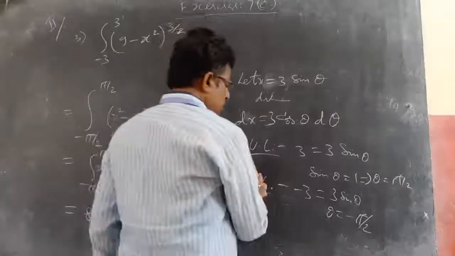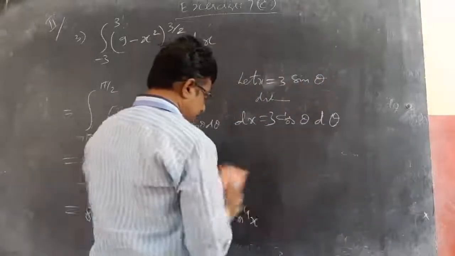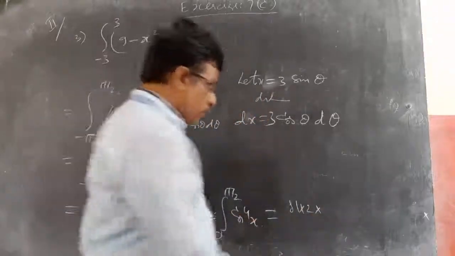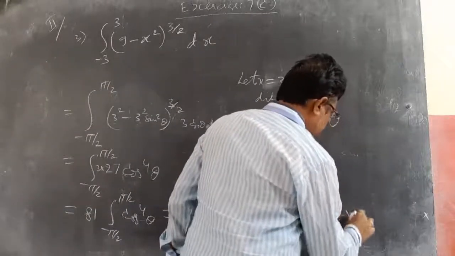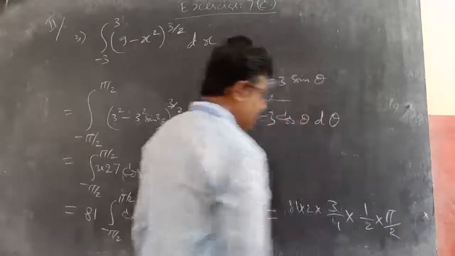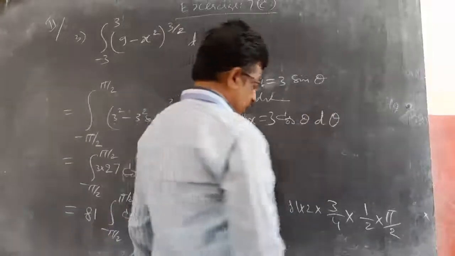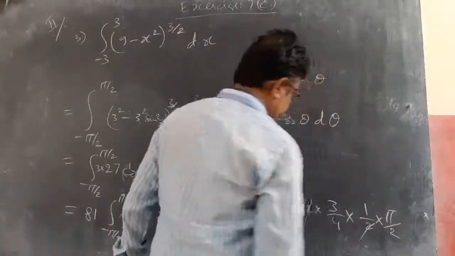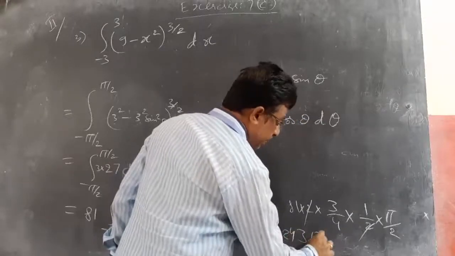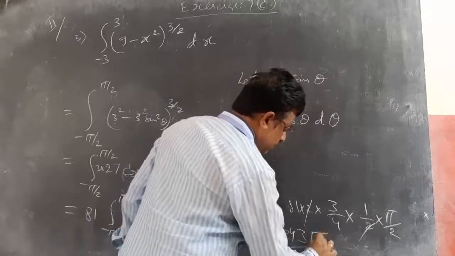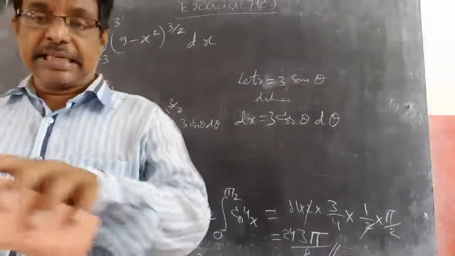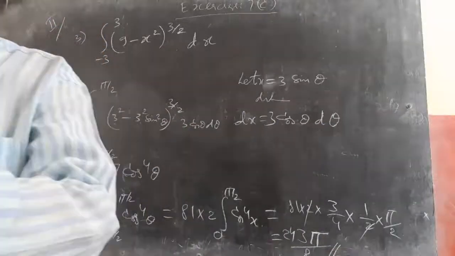N minus 1 by n, with n equal to 4. By applying the reduction formula, it becomes 81 into 2 into 4 minus 1, 3 by 4, into reduced to 1 by 2, into pi by 2. So the 2 gets cancelled, the rest remains as it is. 81 into 3 is 243, over 4 into 8, so 243 pi by 8. 243 pi by 8 is the final result.